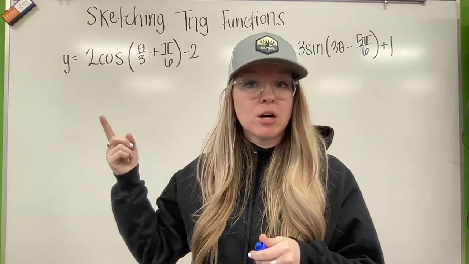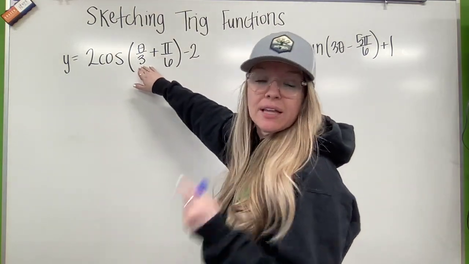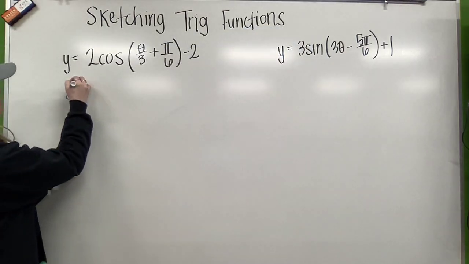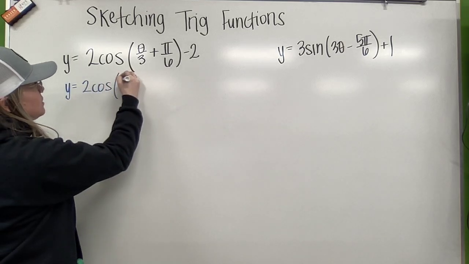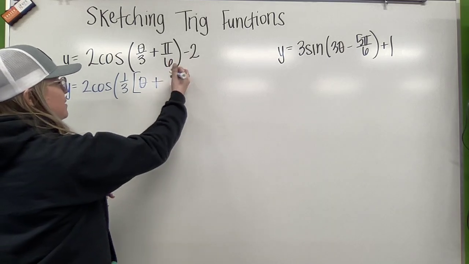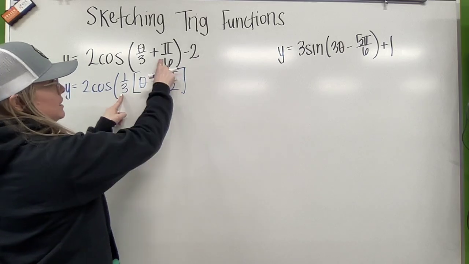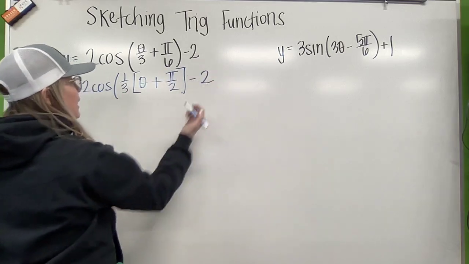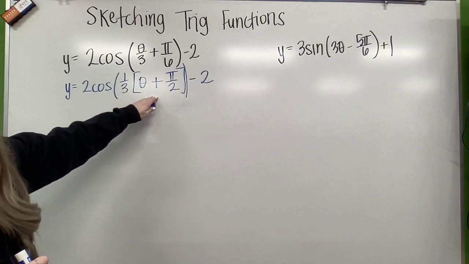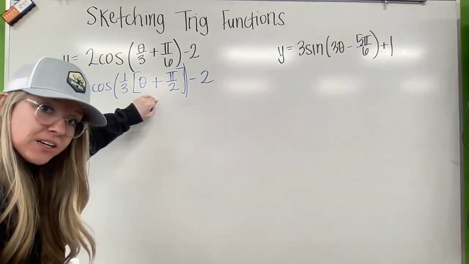So the first thing I'm going to do with my cosine over here is factor out the 1/3, okay? So this just becomes y equals 2 times the cosine of 1/3 theta plus, I'm going to have to multiply this by 3, so I'm going to get pi over 2. So what happens if I distribute this back in, it becomes the pi over 6. And I've got the minus 2 on the end there. Okay, so now that I've done this, I am ready to interpret. Let's find our key features.